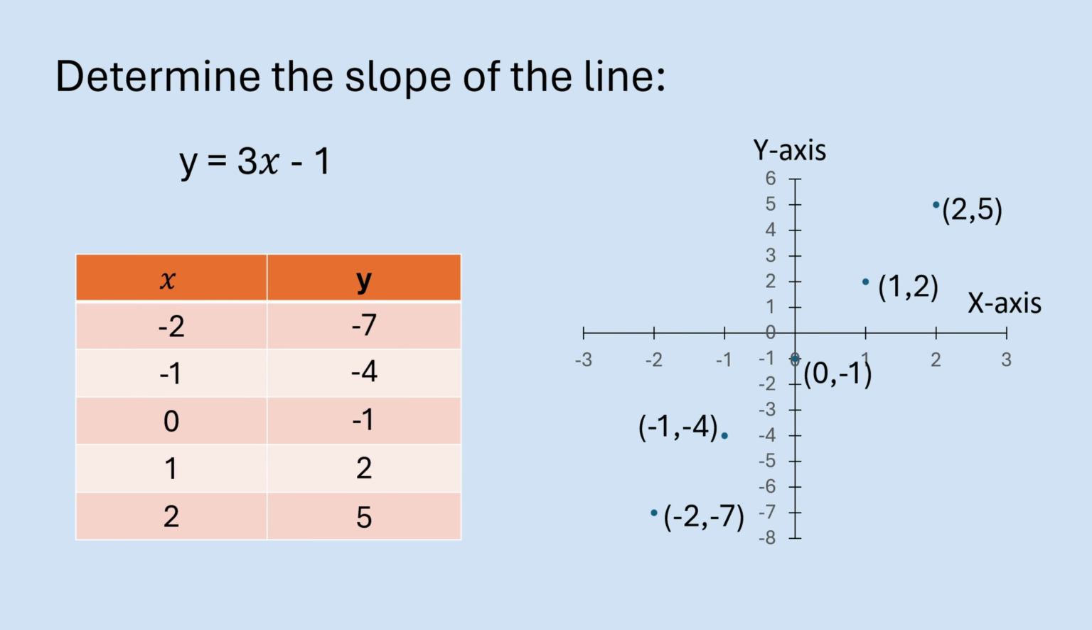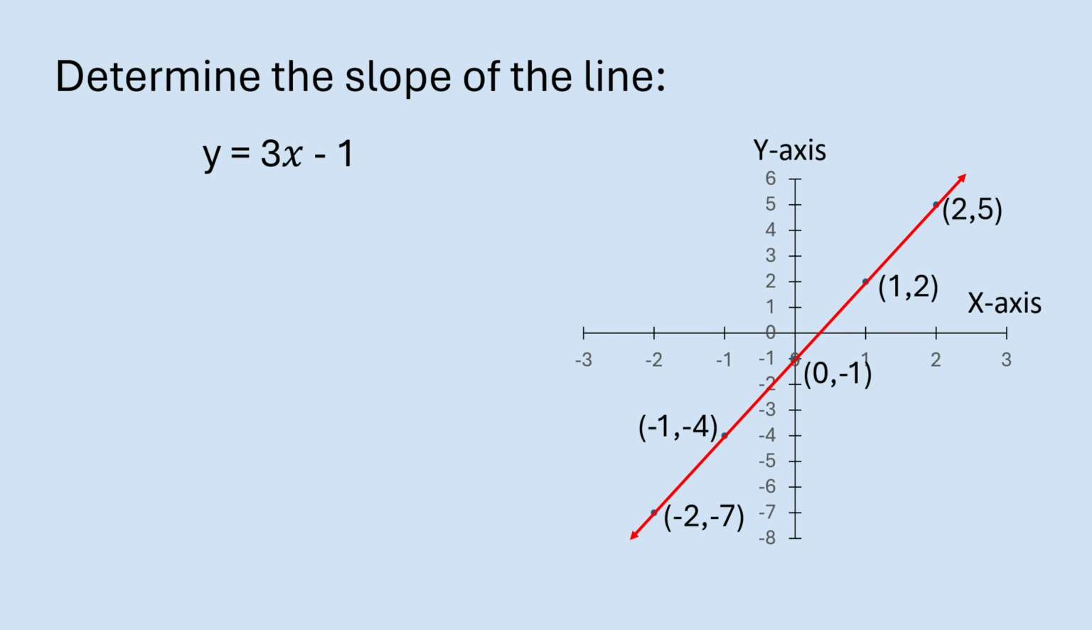When we plot these points on a graph, (-2, -7), (-1, -4), (0, -1), (1, 2), (2, 5), they form a straight line showing a linear relationship. Now we will find the slope of this line. Pick 2 points, for example, (-1, -4) and (1, 2).